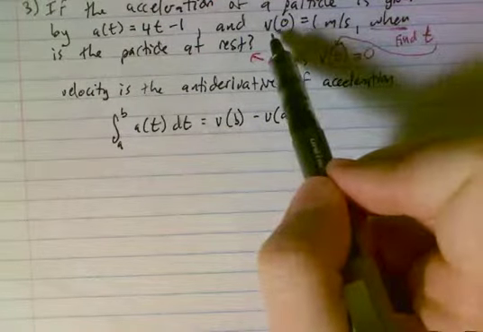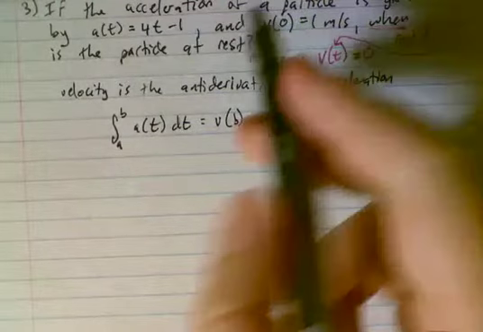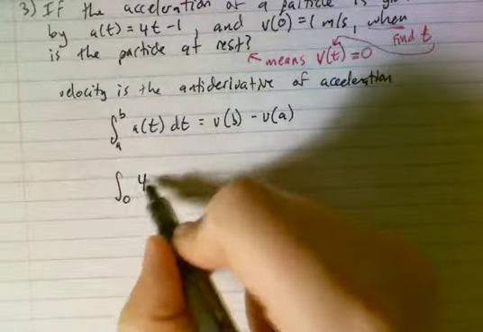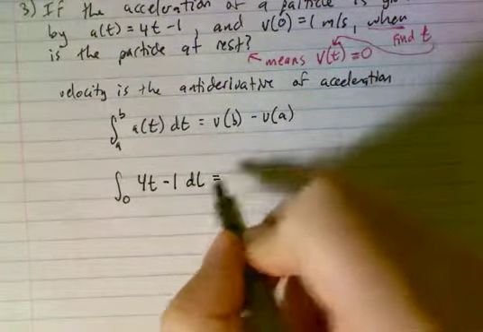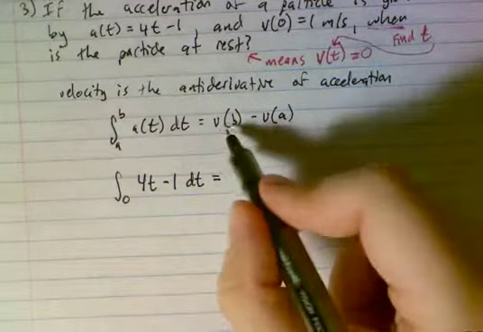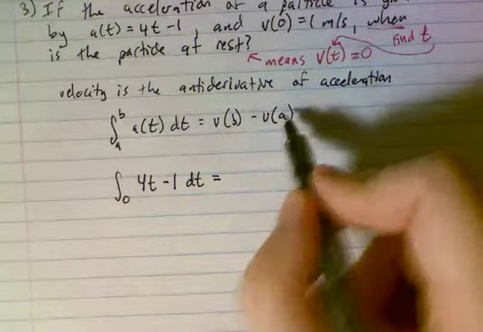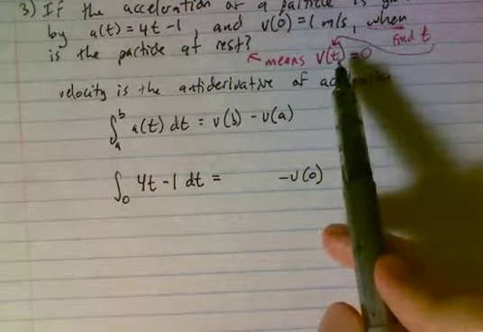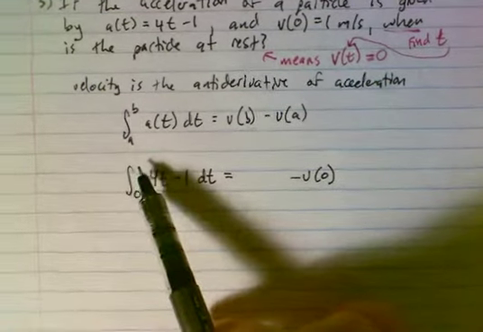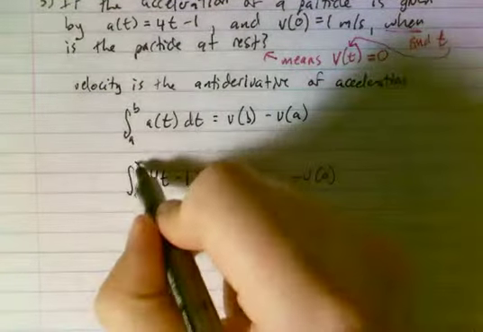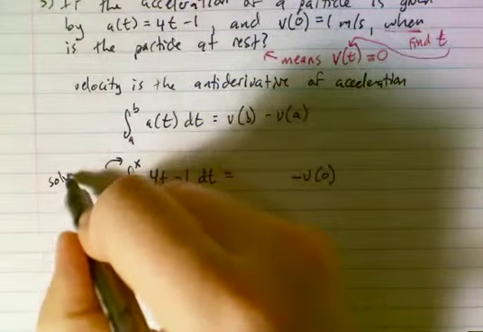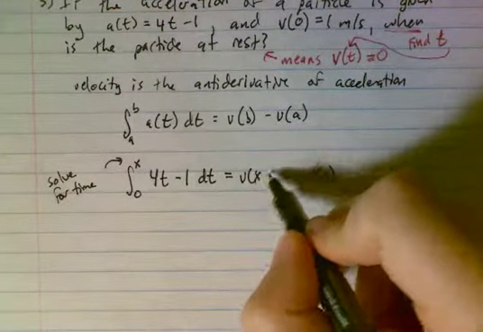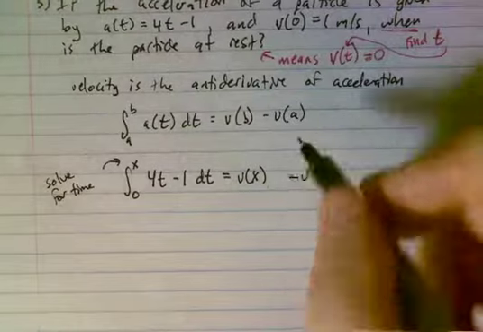Now, the thing is that we don't really know exactly what these two velocities are. We know that when time is 0, v is 1, so clearly one of our bounds is going to be 0. We have an equation for a of t, 4t minus 1 dt. We can see that this a is 0, so we've got minus v of 0. But we don't know what this time is. That's what we're trying to find. So let's just let that be x. We're going to solve for x. And then this is some time v of x. Don't know what that time is.